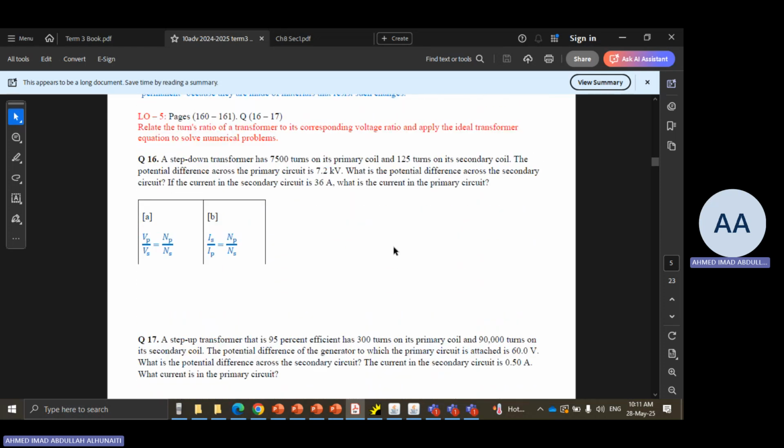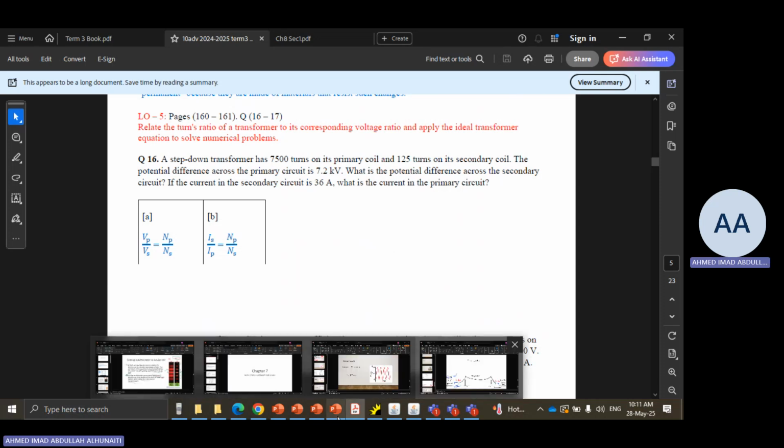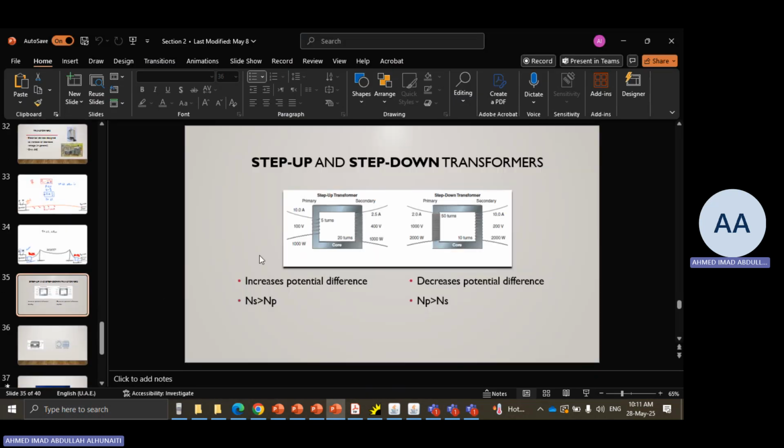Question number 5. Relate the turns ratio of a transformer to its corresponding voltage ratio and apply the ideal transformer equation to solve numerical problems. So the transformer equations are quite straightforward. Let's just quickly have a look. Again, we have two types of transformers, step up and step down.